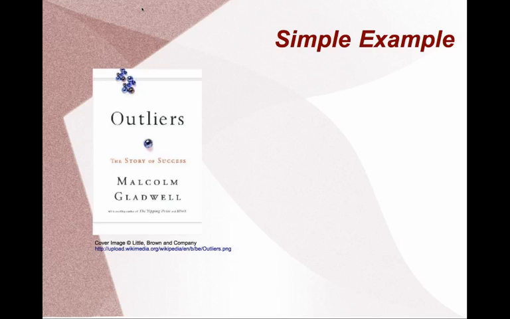Okay, in the second video, what I'm going to show you is the most simple example to use MLA citation. We're going to cite the Malcolm Gladwell book Outliers. The way that we start this off is we start with the name of the author, always. The next thing that we put in is the name of the work that we're citing. So in this case, it is the title of the book.